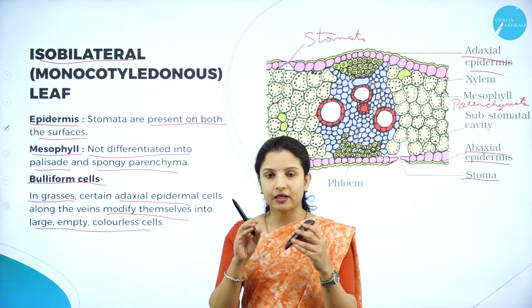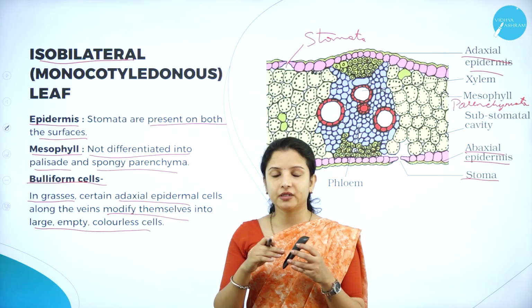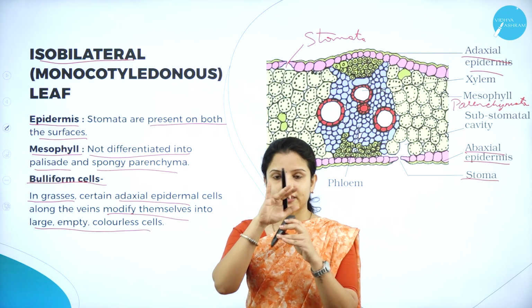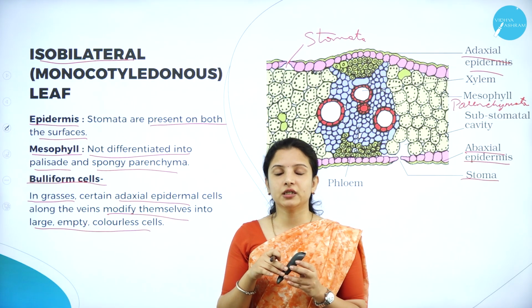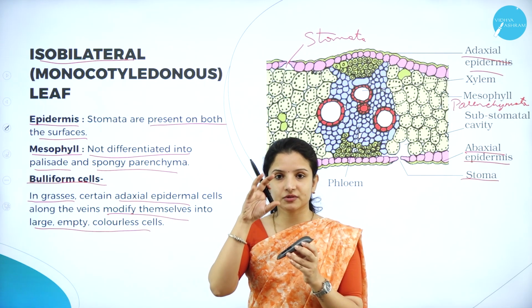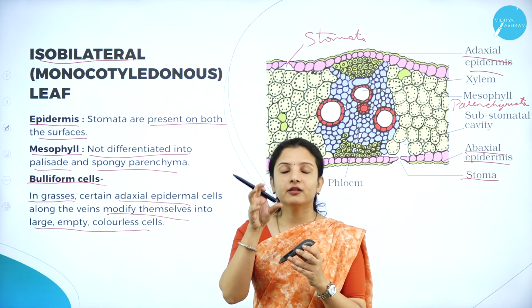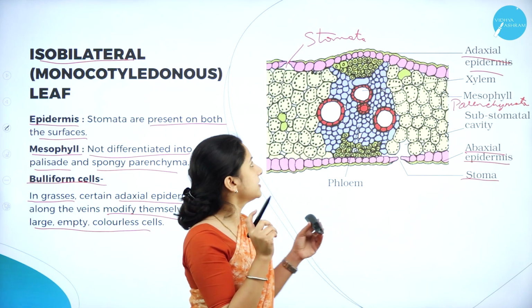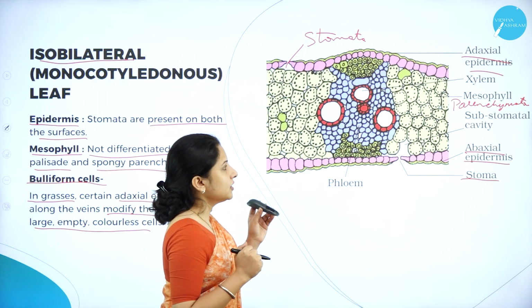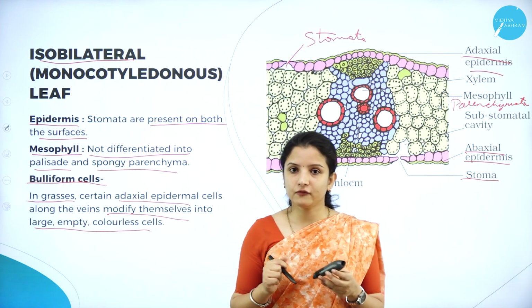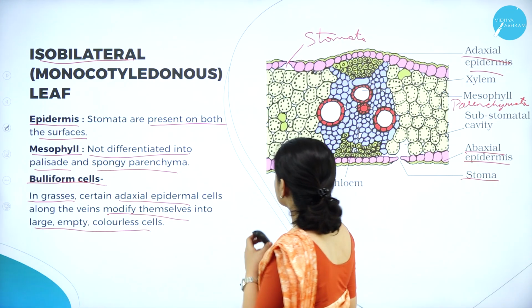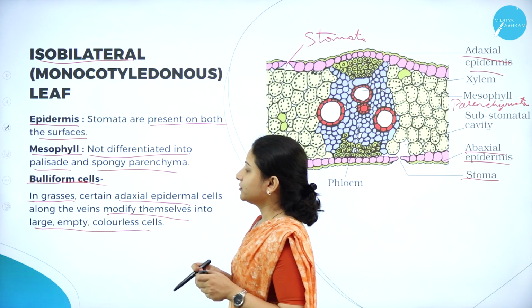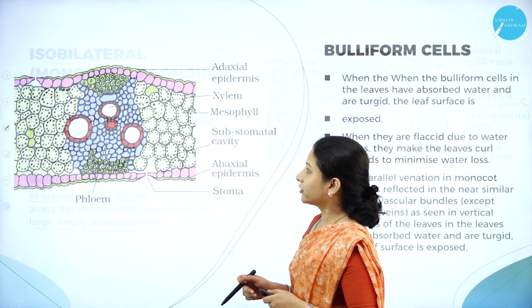If you see the adaxial epidermis, that is the upper epidermis, covering the dorsal surface of the leaf, you can see that there are some cells which are colorless and look like bubbles. Epidermal cells that look like bubbles are called bulliform cells. The presence of bulliform cells is one of the characteristic features of the monocotyledon leaf.